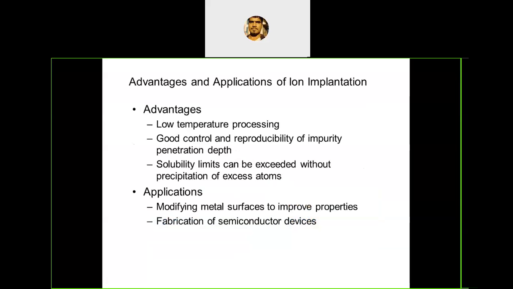So, advantages of this ion implantation. Of course, this entire thing takes place at low temperature. The previous ones, PVD is around 500 degrees and CVD is more than 1000 degrees centigrade, but this takes place at low temperature and with good control.